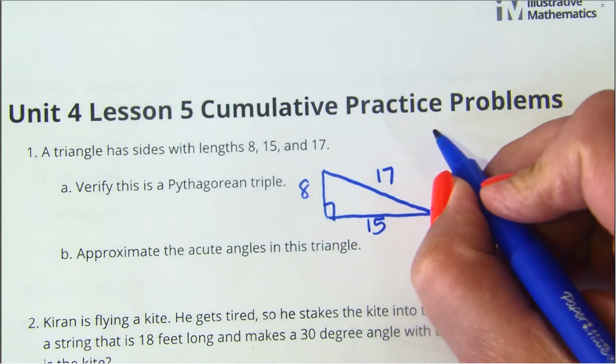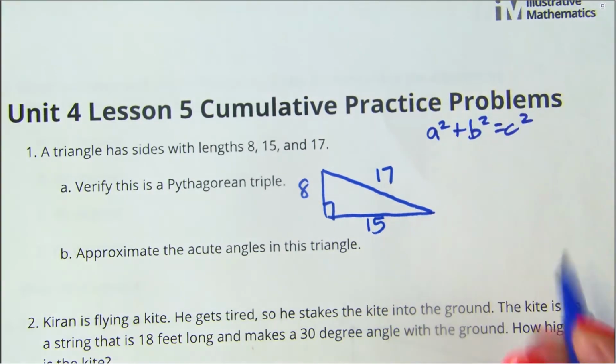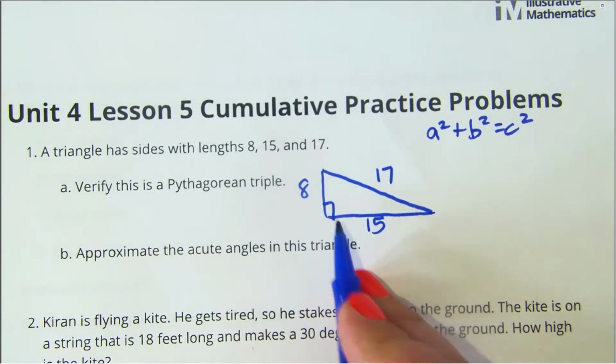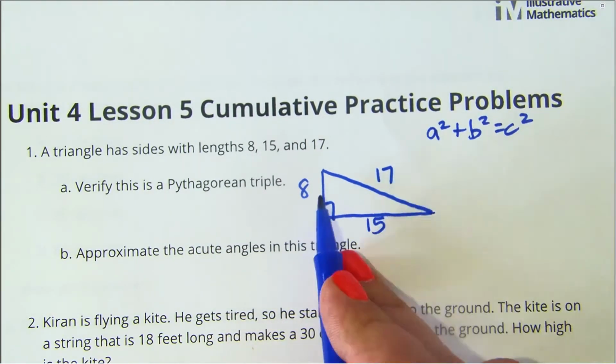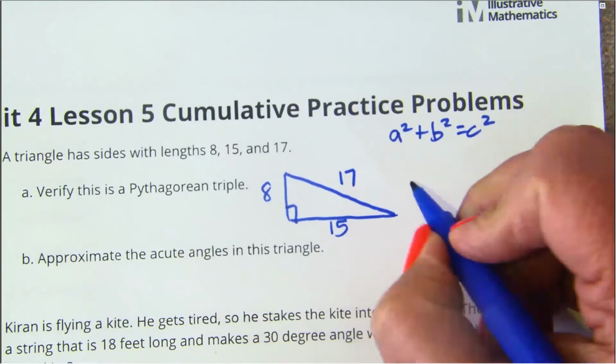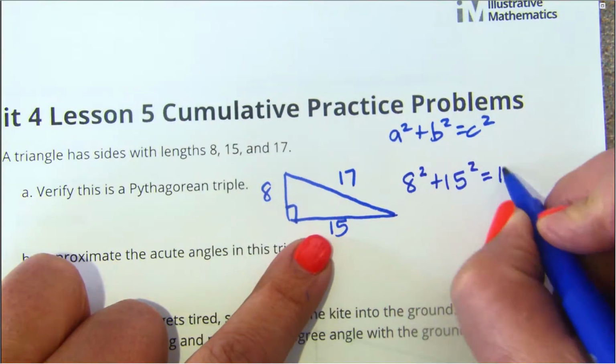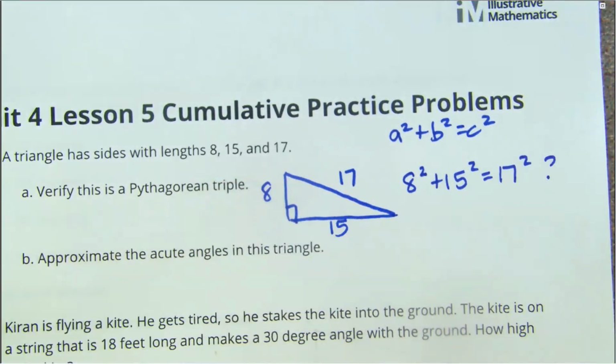Remember, in a right triangle, a squared plus b squared equals c squared. So instead of having to find one, we're going to verify that the 2 legs squared add up to the hypotenuse squared. Well, let's check. Is 8 squared plus 15 squared equal to 17 squared? We're going to use our calculator and see.